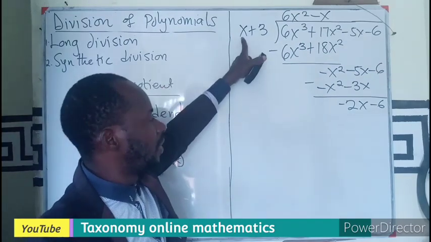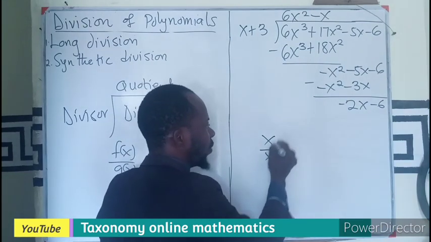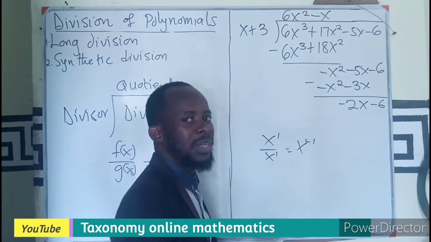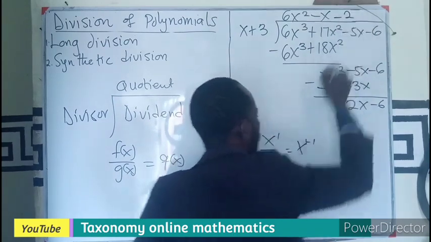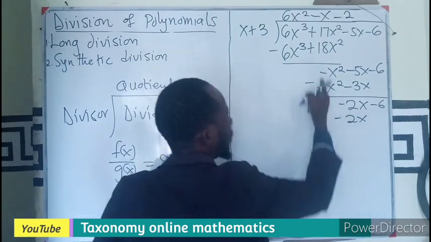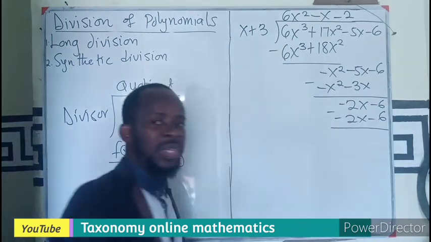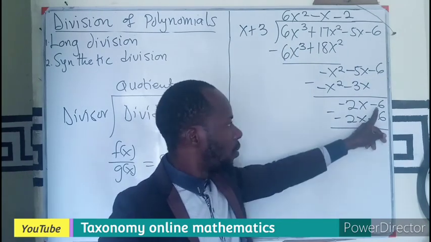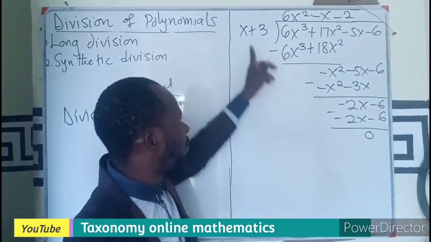So what do we do? This is x dividing itself. So x divided by x. We know power of 1, power of 1. So x to the power of 1 minus 1 becomes what? 0. That is 1. 1 times minus 2 is still minus 2. Minus 2 times x is minus 2x. Minus 2 times 3 is minus 6. Let's perform subtraction. This will be minus 2x plus 2x, 0. Minus 6 plus 6, 0. So bear in mind that our division continues.